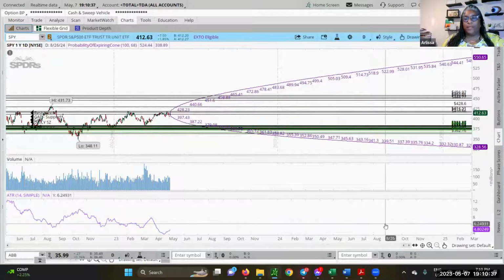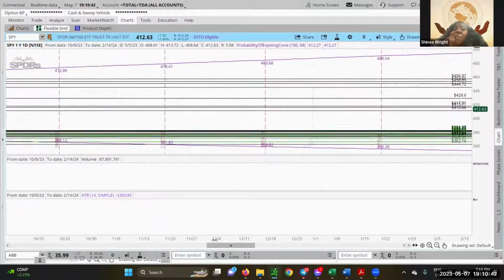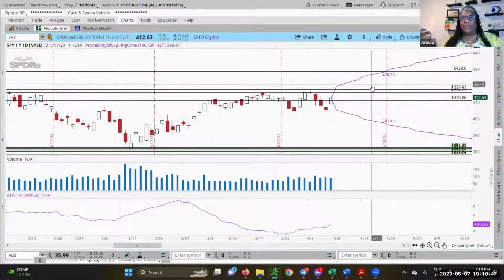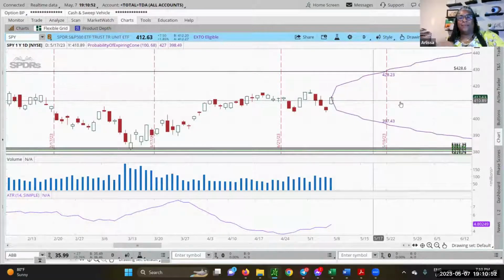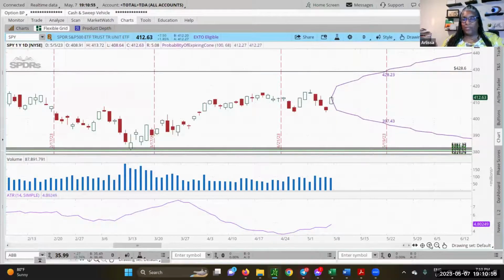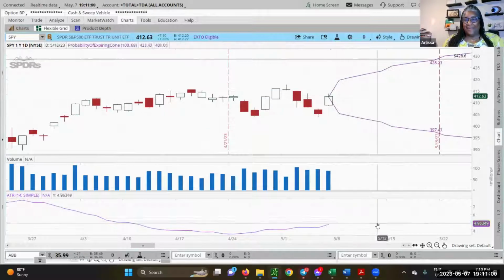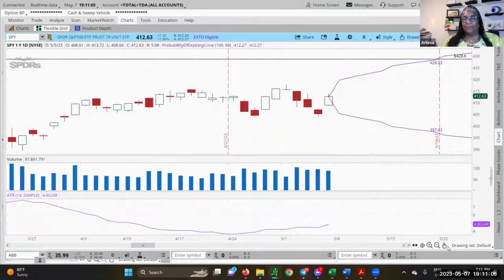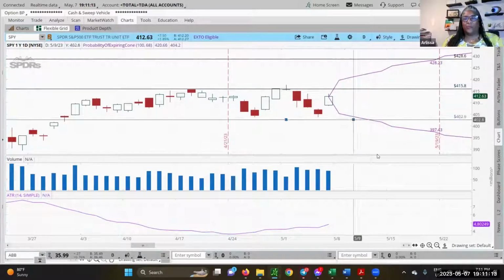First step, what's our first step? Find the resistance. First step, find the resistance. Okay. Y'all see where the resistance is on this little chart? Is it that little thin candle up there? The little doji looking thing right up here. Right here, yeah. That's our resistance right there.